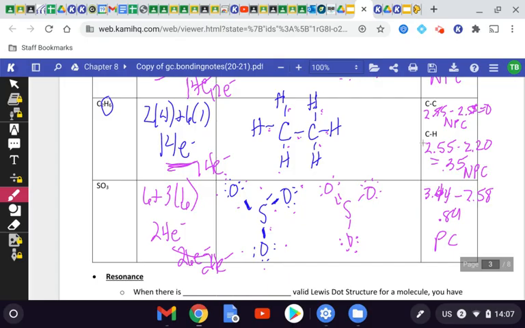All right, so hopefully you have all your structures drawn. We're going to go and build off of that idea tomorrow when we look at resonance, non-octet structures, and polyatomic ions.